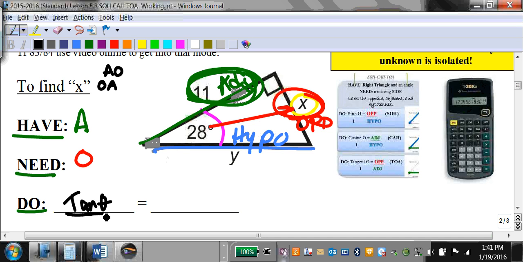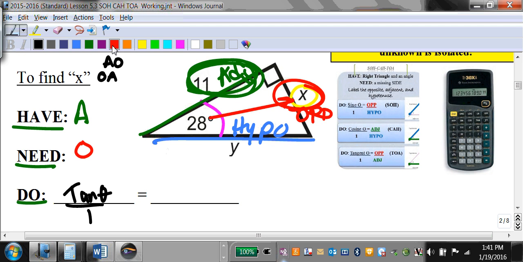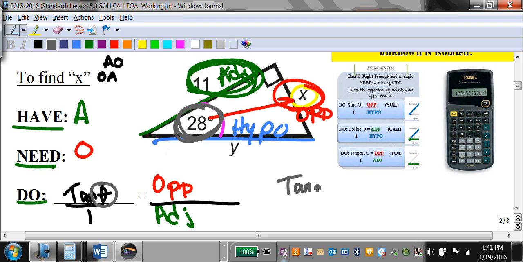Tangent of theta over 1 equals opposite over adjacent. Do not put your plugins first. Always write exactly that down. Now we circle, plug, chug. Tangent of theta. What's our theta? When I say theta, that's just like a variable for a degree. So we're going to write tan 28 degrees, put parentheses around that.